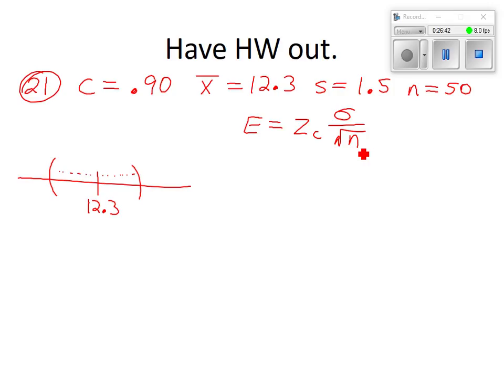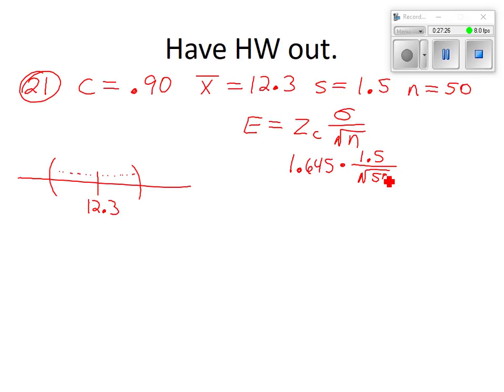N's over 30, so we're going to be all right. First thing we have to do is find the critical value. 90's on here, right? Look at 90. What's it say? 1.645. 1.645 times, instead of sigma, you guys told me that since this is larger than 30, we can use the sample standard deviation in its place: 1.5 over the square root of 50.